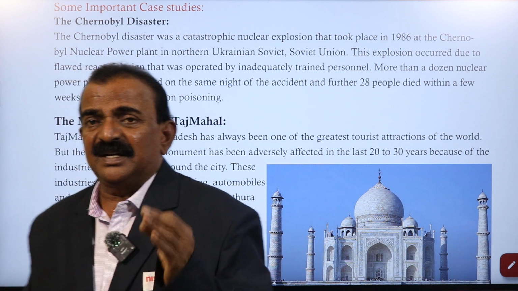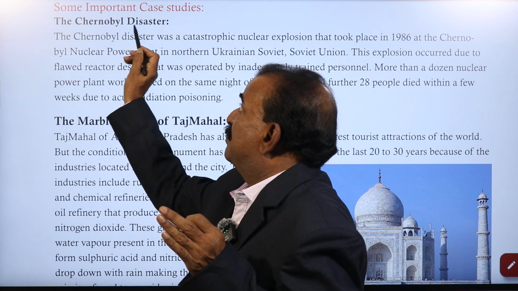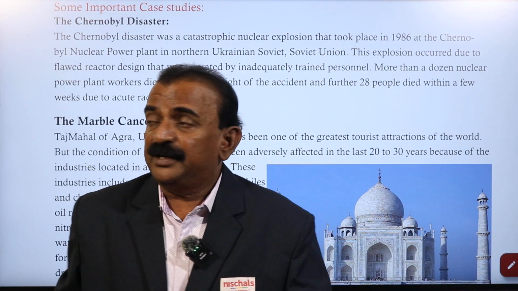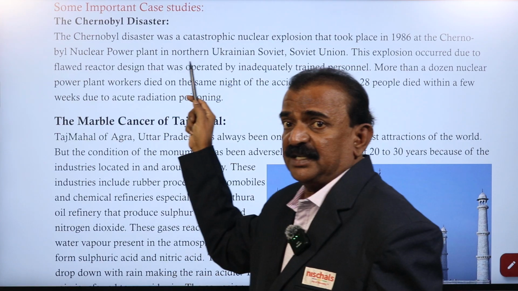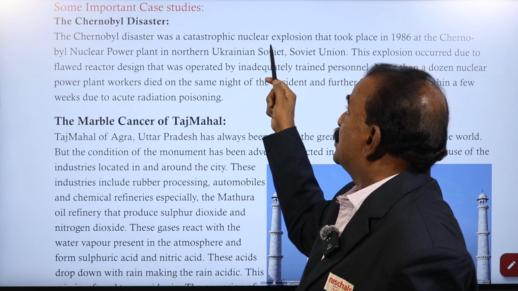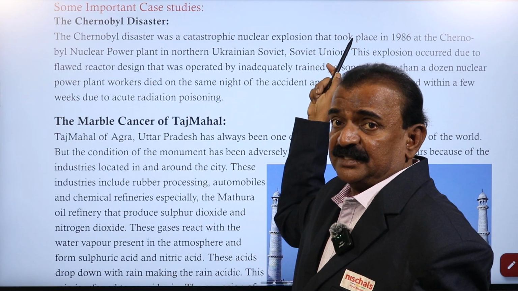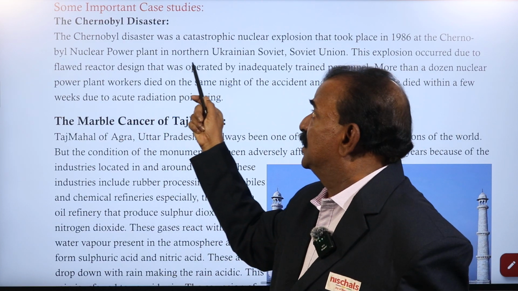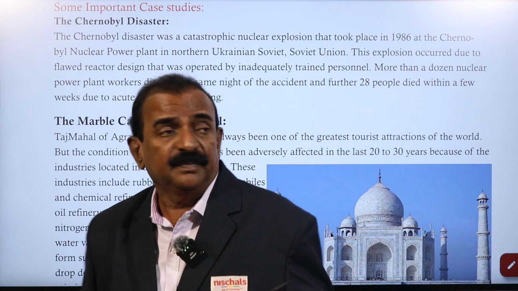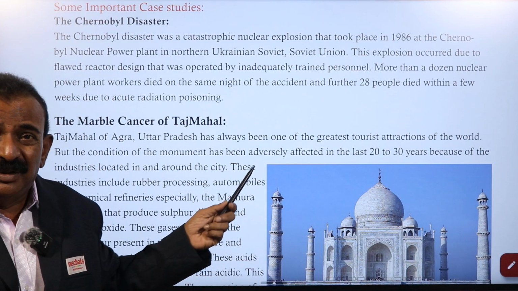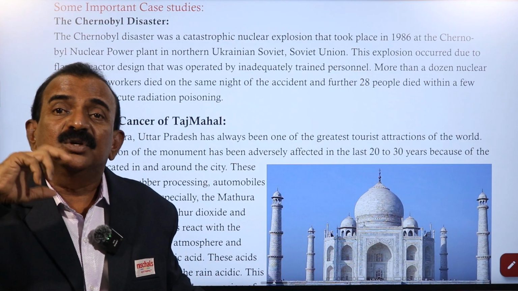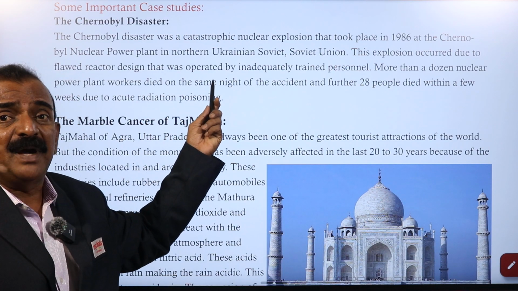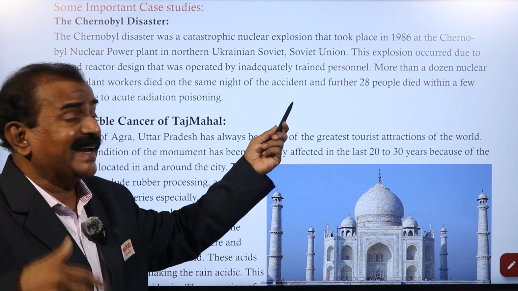Now I am reading each and every line given under the heading, some important case studies. Chernobyl disaster. It was a catastrophic nuclear explosion that took place in the year 1986 at the Chernobyl nuclear power plant in northern Ukraine of the Soviet Union. This explosion occurred due to a flawed design of the nuclear reactor, and it was also operated by inexperienced, inadequately trained personnel.